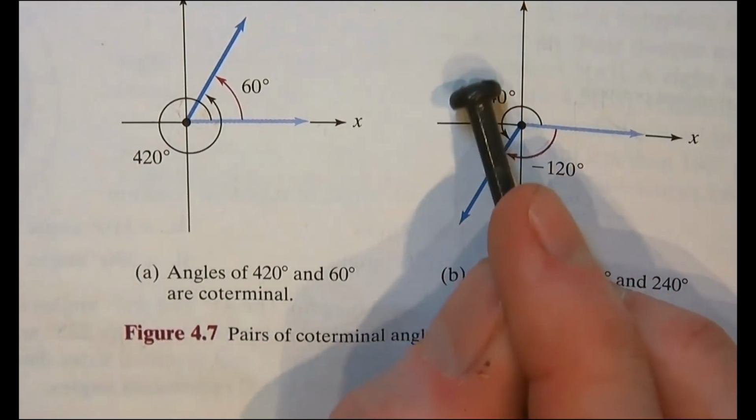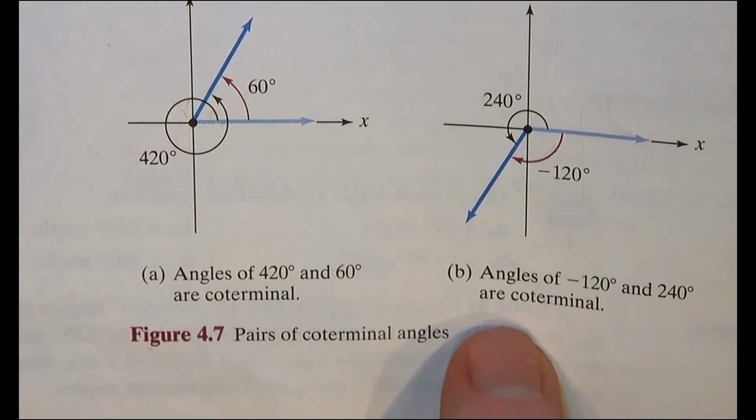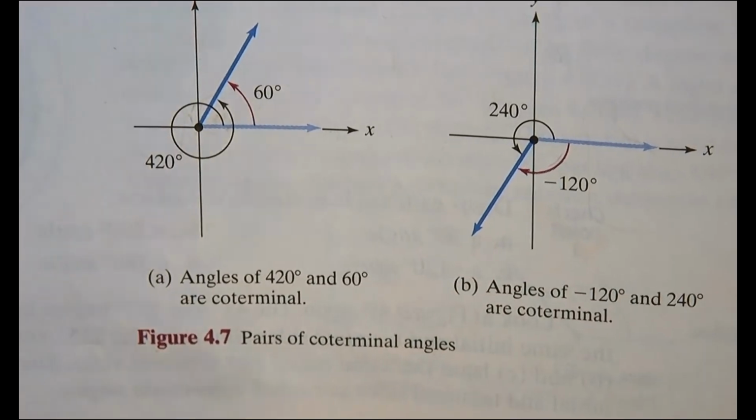Okay, there you go. If somebody spun this way 240, they could have spun backwards negative 120. They'd be at the same spot. We say they're coterminal.